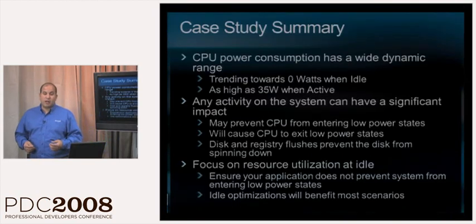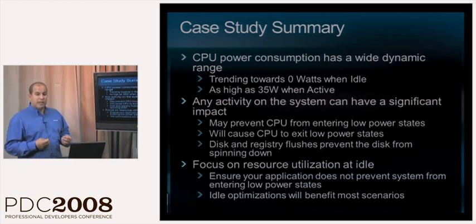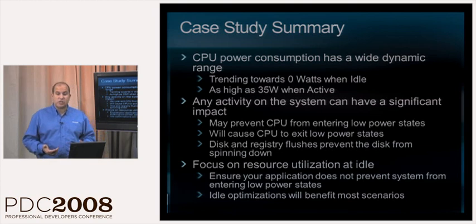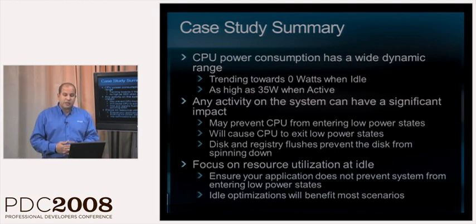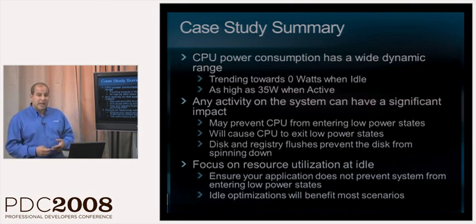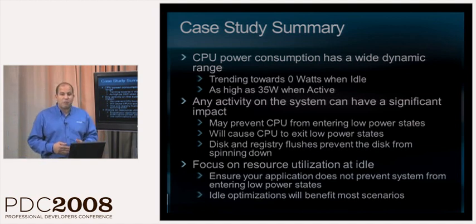As I've mentioned, CPU power has a wide dynamic range. When the system is truly idle, the innovations being done by the IHV vendors are really trending towards 0 watts. And on mobile systems, they're as high as 35 watts when active. Again, this example showed periodic activity and the impact it had on power consumption, but any activity on the system can have a significant impact. It may prevent the CPU from entering low power states to begin with. It will cause the CPU to exit low power states, and that's a critical thing to understand: if we're in a low power state and we have to exit, sometimes that costs more in terms of power consumption than entering and exiting those low power states.